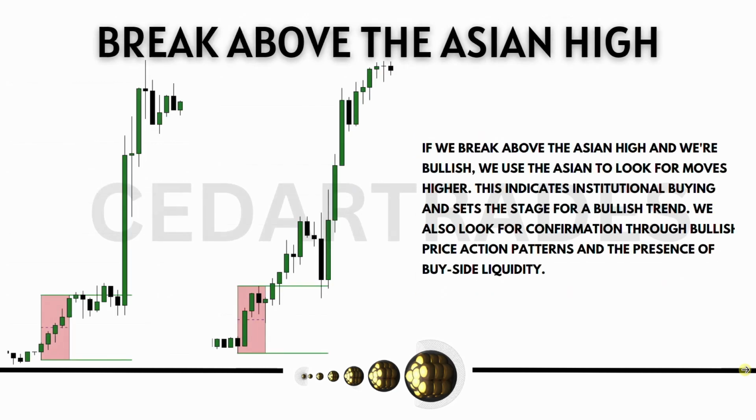So when we are trading the market on a day-to-day basis, you want to utilize something that repeats the same thing. If we break above the Asian session high and we are bullish, we use the Asian session high to look for moves higher, as this indicates institutional buying and sets the stage for a bullish trend.